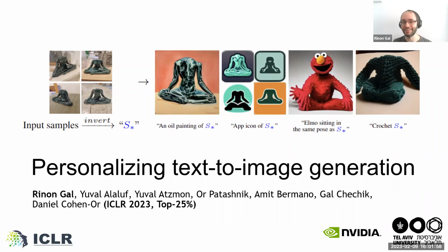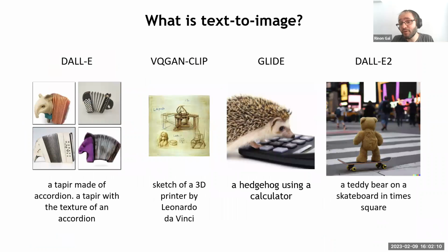So hi everyone, I'm Rinon. And today I'm going to talk to you about a fairly recent topic, which is personalized text-to-image generation. And before we talk about personalized text-to-image, let's talk a bit about this fairly crazy thing called text-to-image in general, right? So most of you are probably already familiar with at least one of these, but to get everyone on the same page, we're talking about generative models that take as an input a string of text, for example, a hedgehog using a calculator, right? And they produce an image that matches this thing, for example, what we see here, right?